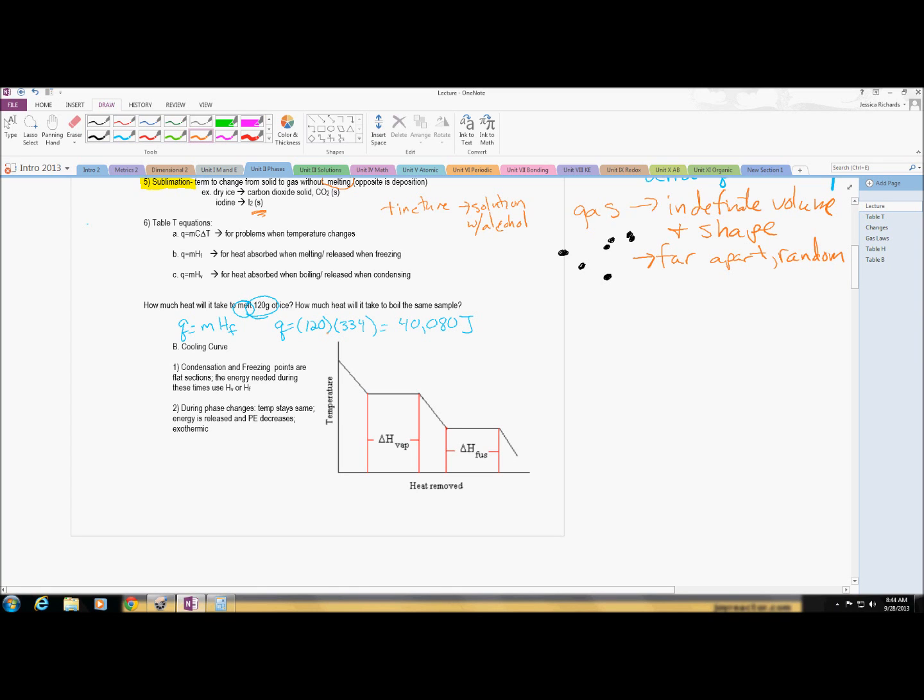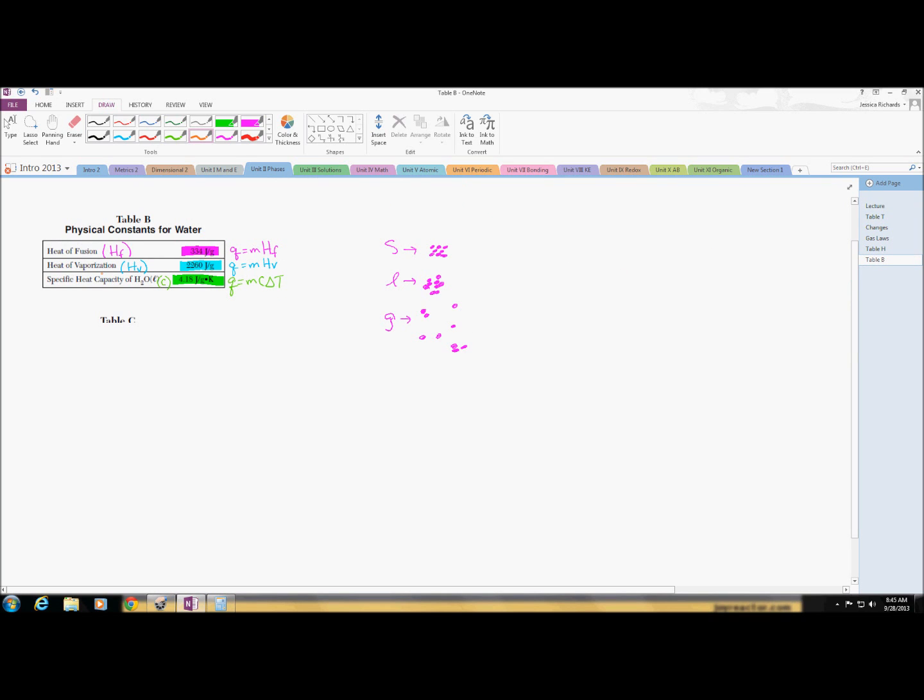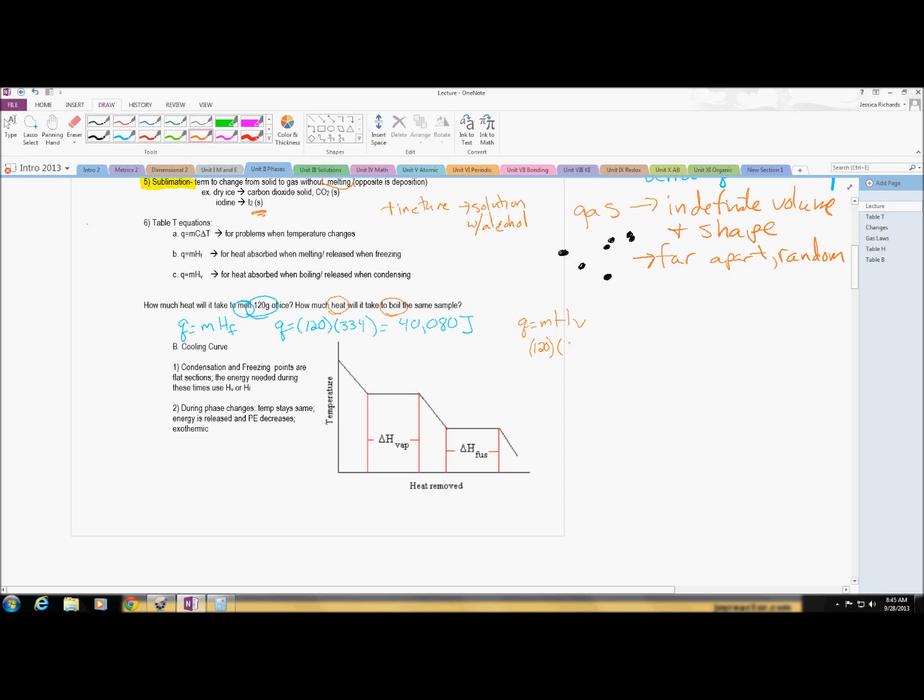Next question says, how much heat will it take to boil the same sample? So heat is again Q, and boiling it means we're going to use Q equals mH sub V. So Q equals mH sub V. Our mass is still 120, and our H sub V this time is 2,260. So we get our calculator.